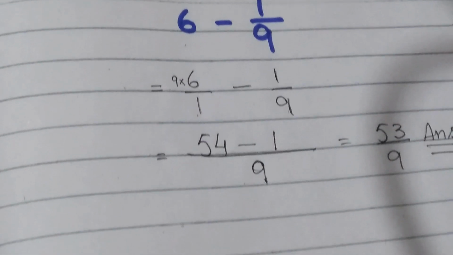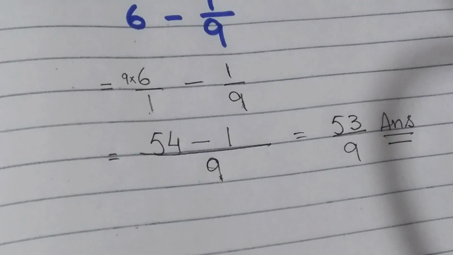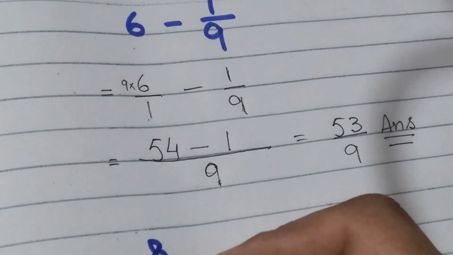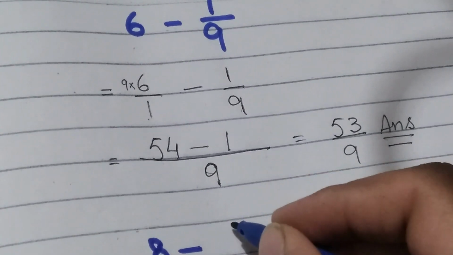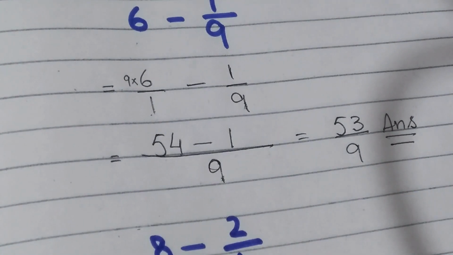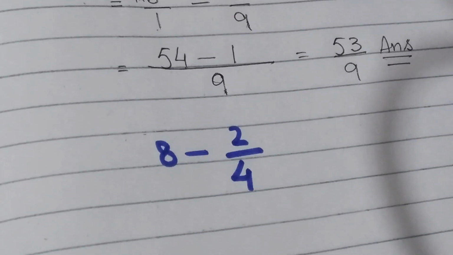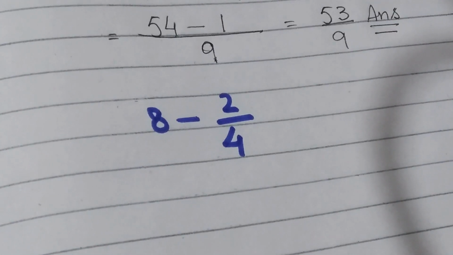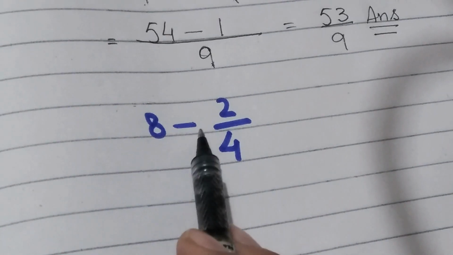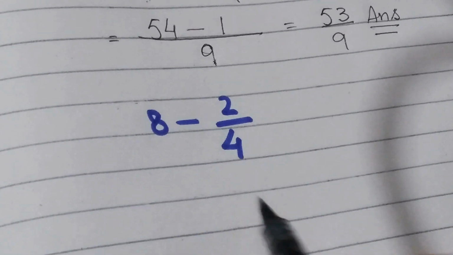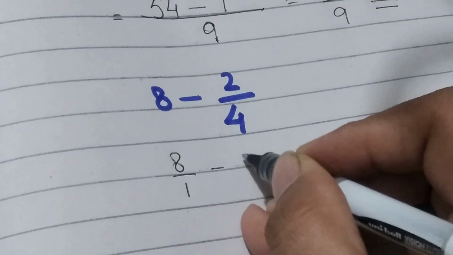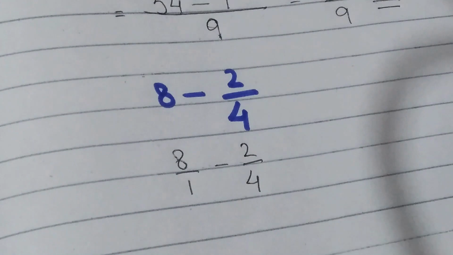Again we will solve a second question of subtraction. I am writing another question: 8 minus 2 by 4. Here is the same situation. There is no denominator for 8, and 2's denominator is 4. Again we will write here 8 by 1 minus 2 by 4.